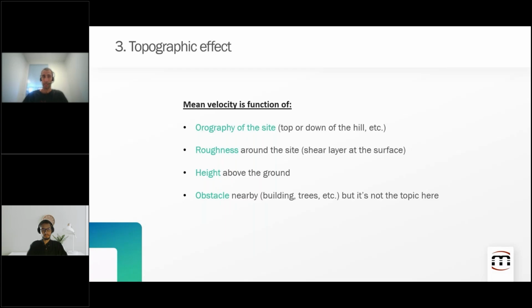If you are in the countryside or in the city, it will affect the wind by the shear layer on the surface. The mean speed will be a function of the height above the ground. You will see later a wind profile that increases with respect to height. And it will be a function of the obstacles nearby, buildings, trees. I will talk briefly about that later, but it's not the subject today.